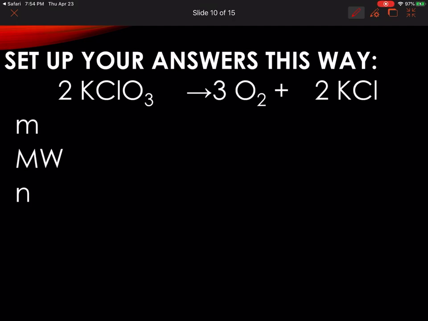And then when you set up your questions, I really recommend that you write out the equation and then you have a line on your paper for M, which is mass, a line for MW, which is molar mass, and then a line for moles. Because similar to the empirical formula chart, now moles is mass divided by molar mass, right? So this line divided by this line gives you the next line. So that makes things sort of nice, okay?